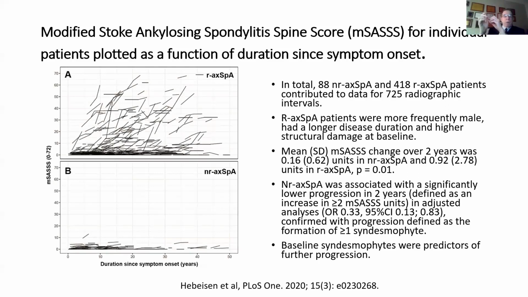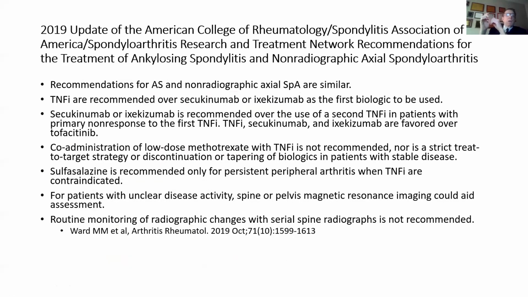This is further looked at in a paper by Hebison et al. that was published in PLOS ONE earlier this year. We looked at radiographic versus non-radiographic disease. This is a spaghetti plot looking at mSASSS, so basically we're just looking at progression of the mSASSS. And what we find is that those with radiographic disease are much more likely to have X-ray progression than those with non-radiographic disease. So this is a very stable phenotype. And the most important thing, and Dennis Podubna showed this earlier, is that baseline syndesmophytes were predictors of further progression. So talking about treatment, this is the last part of the talk.